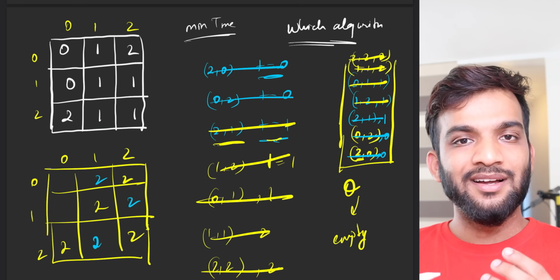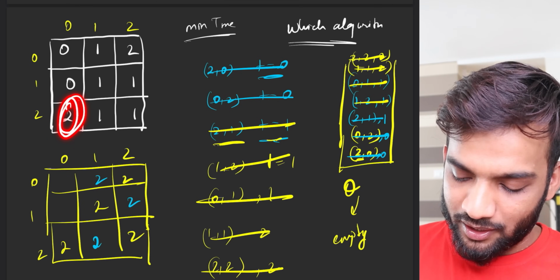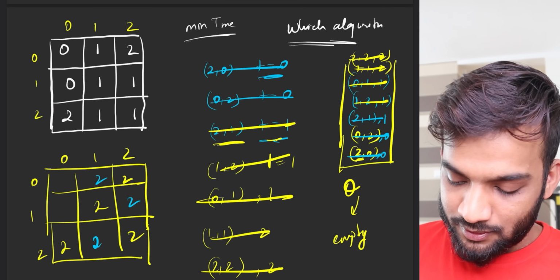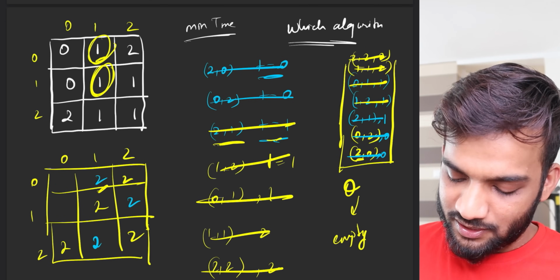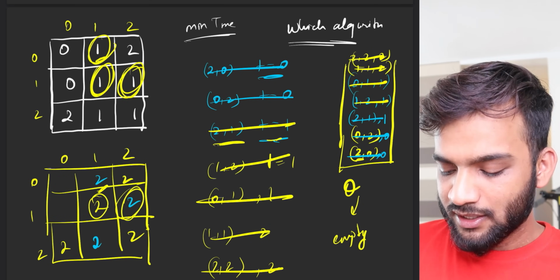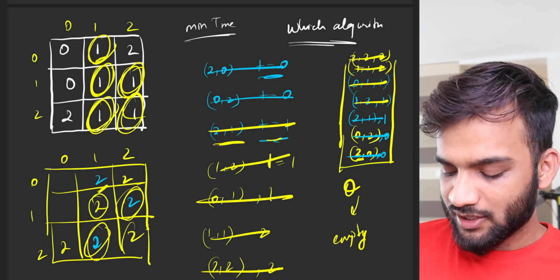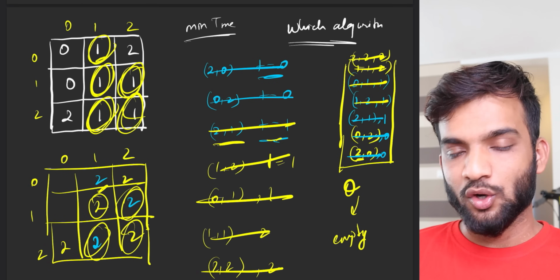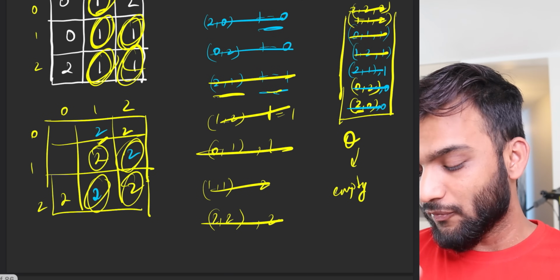So let's see. Did all the fresh oranges get rotten if we started rotting from these two? Let's see. This was a fresh orange. Is it rotten? Yes. This was a fresh orange. Is it rotten? Yes. This was a fresh orange. Is it rotten? Yes. So all the fresh oranges were rotten. So I was able to rot all the fresh oranges.